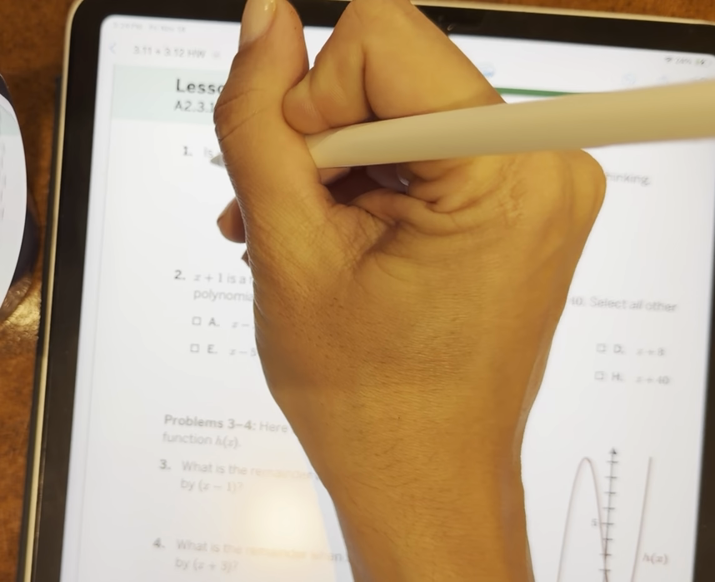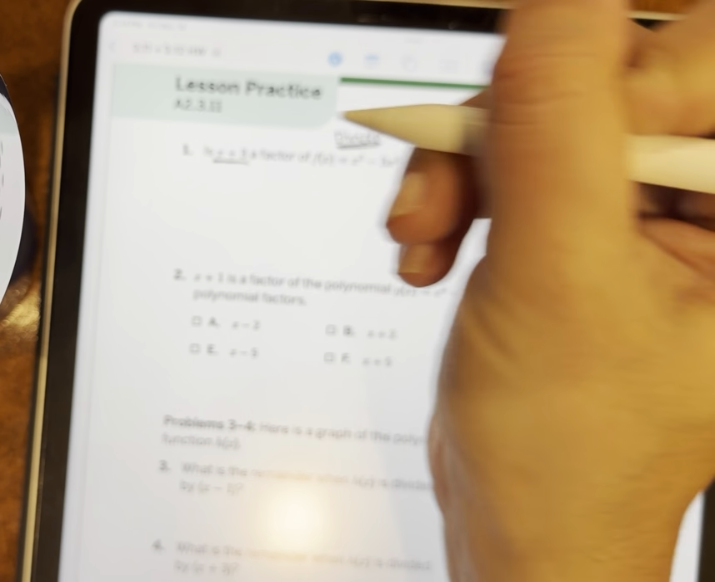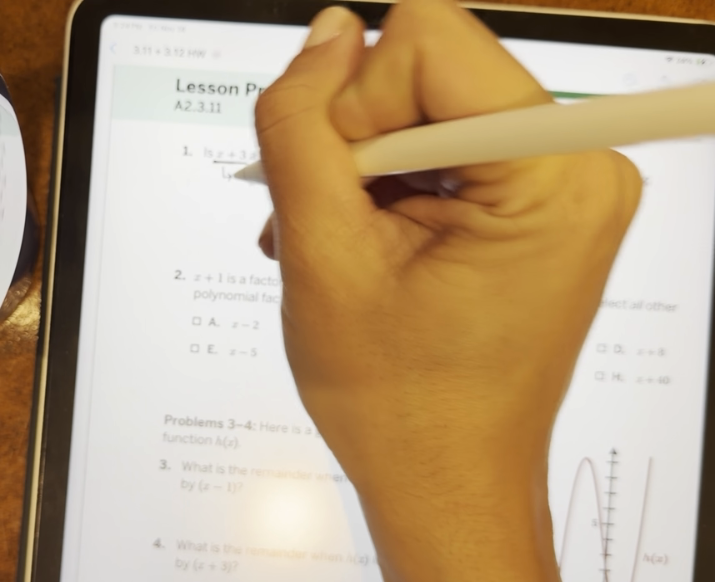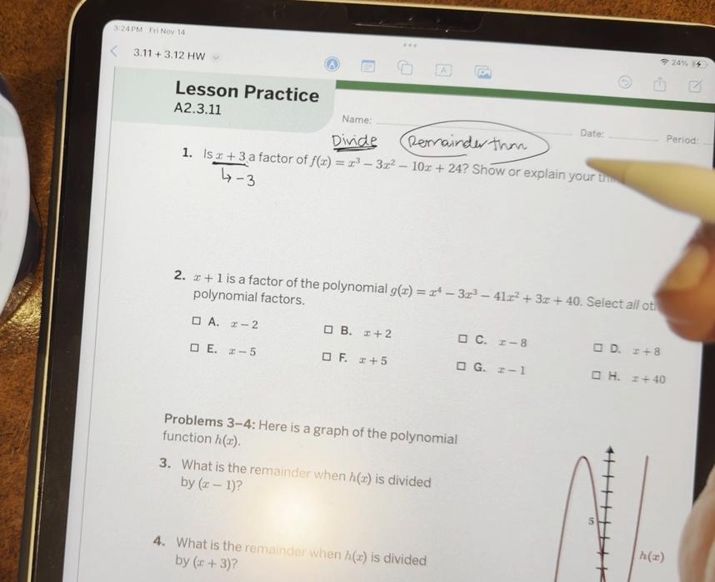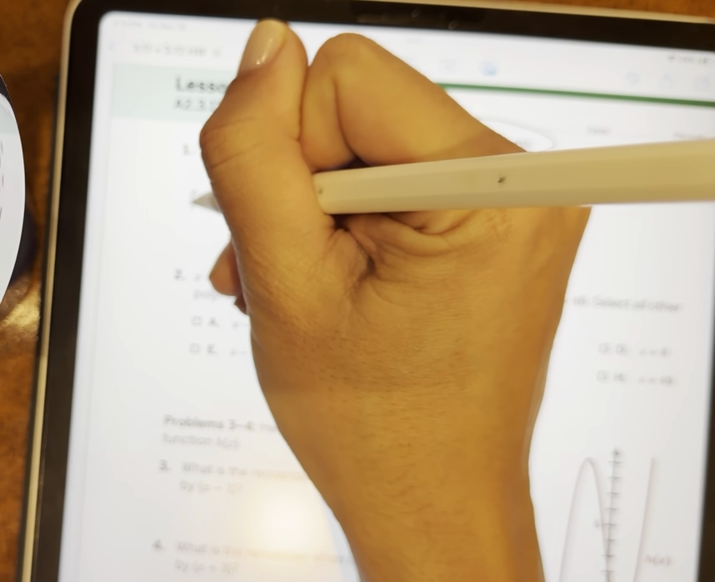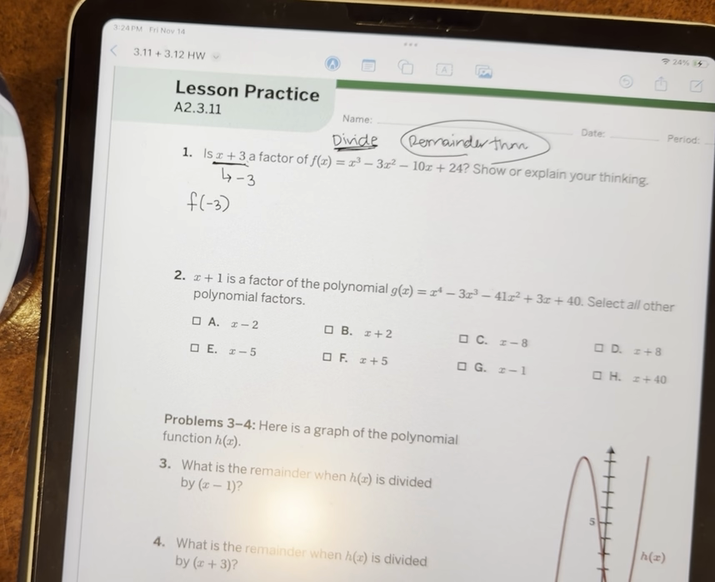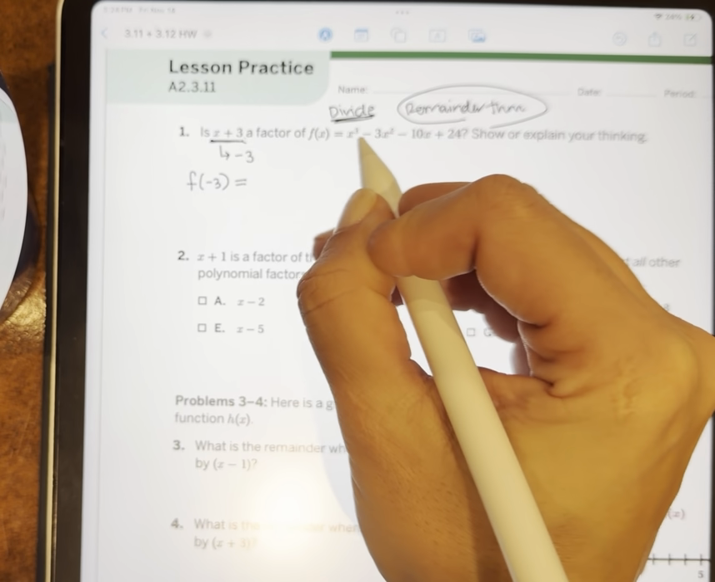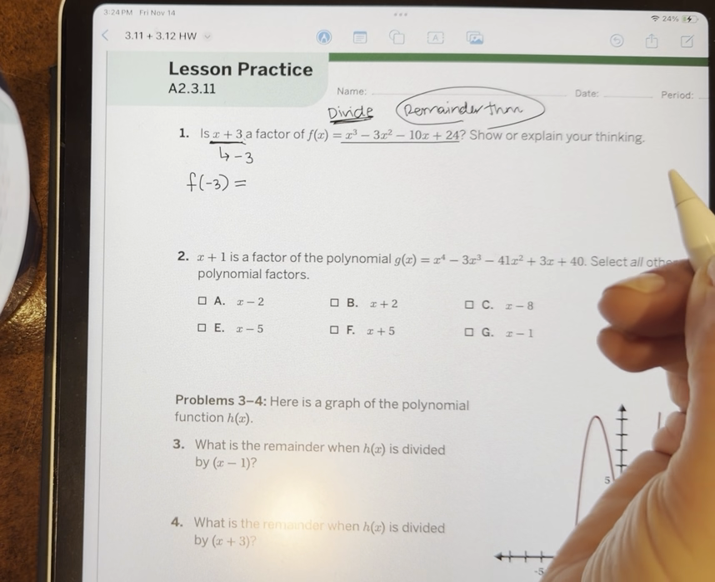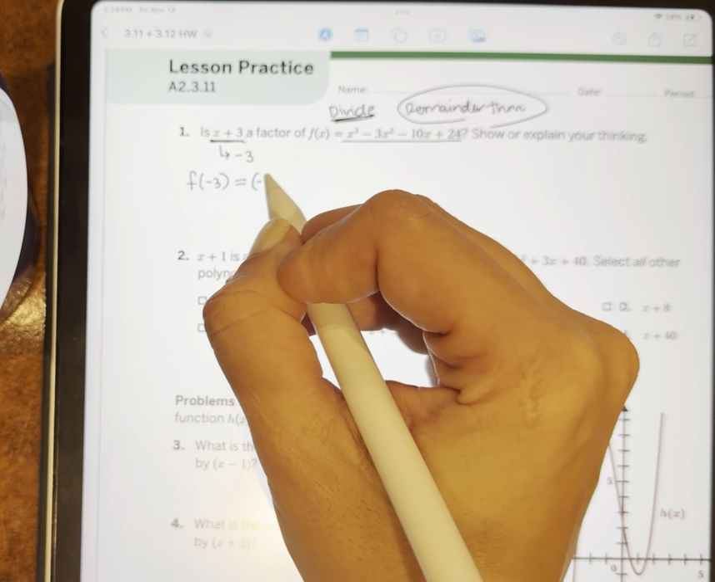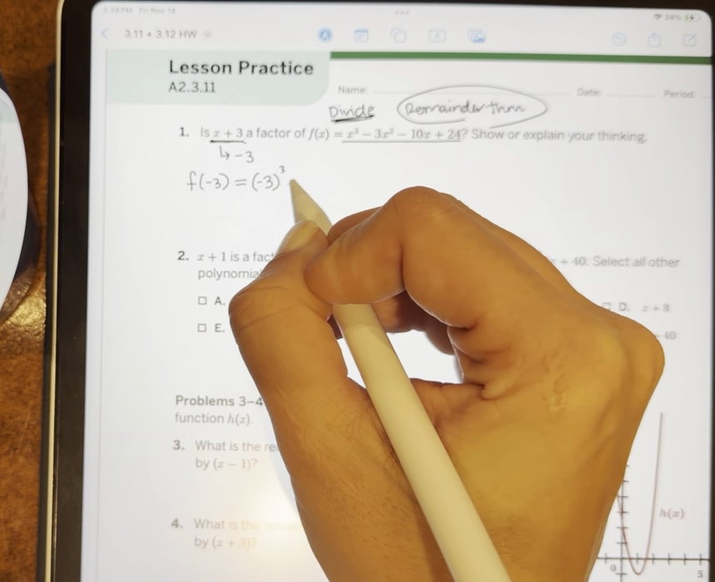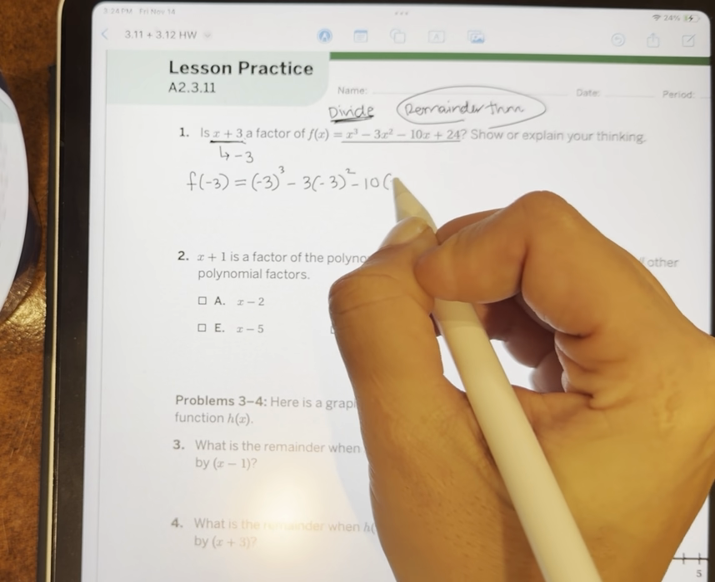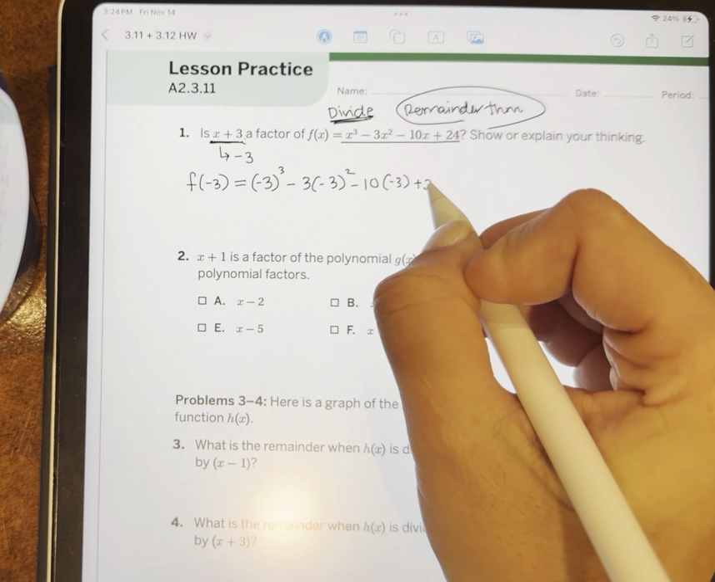So here's what remainder theorem says. If x plus 3 is a factor, then negative 3 should make that function 0, which means that f of negative 3 should equal 0. So let's find out what f of negative 3 is. The way we do that is we plug it in every time we see an x in here. So negative 3 cubed minus 3 times negative 3 squared minus 10 times negative 3 plus 24.